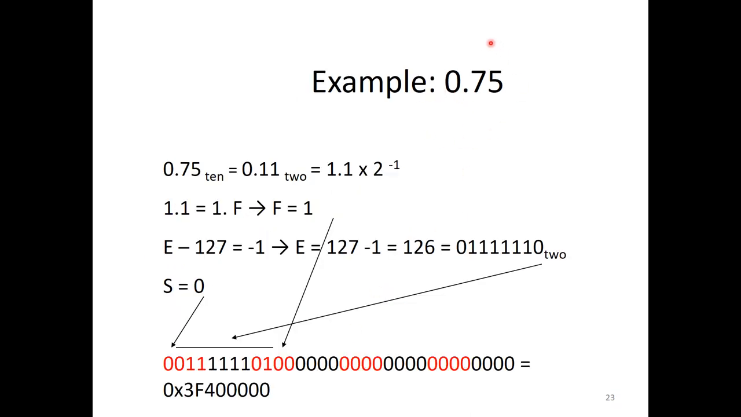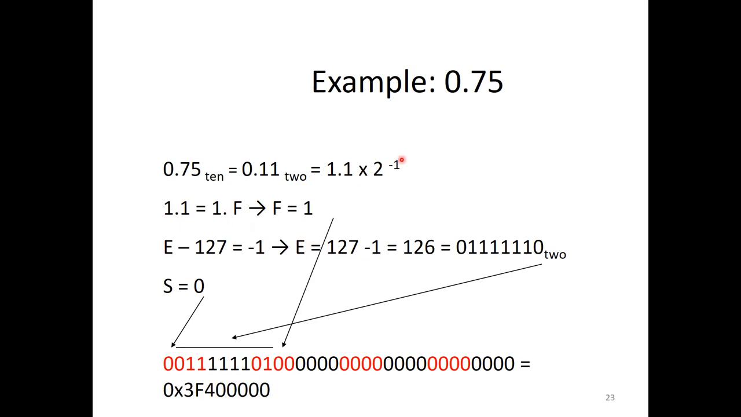Now, if you want to represent, let's say 0.75 in decimal, first of all, you convert that into the binary system. 0.75 can be very accurately written as 0.11 in binary, which is equivalent to 1.1 times 2 to the power minus 1. Now 1.1 can be written as 1.F, so F is equal to 1, and the exponent is minus 1, so E minus 127 is equal to minus 1. So what is the value of E? E will be 127 minus 1, which is 126.